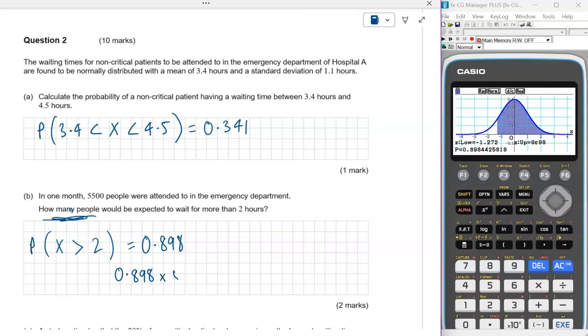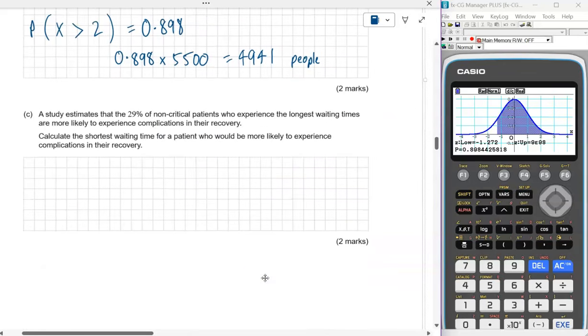0.898, and multiply that by 5,500. Now I've already gone away and done this. Now remember, you would round it down to the next person, which works out to be 4,941. Okay, remember you can't have part of a person, so always round that down, not up. Even if it was 4,941.7, we round down, okay? So that's how many people are expected to wait more than 2 hours, okay? And that's your 2 marks for working out the probability, and then obviously working out how many people that correlates to. Okay, moving on to the next part here.